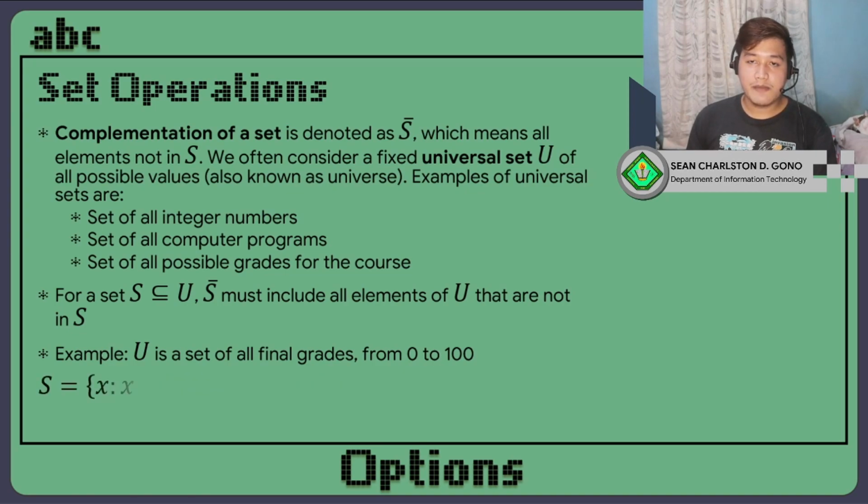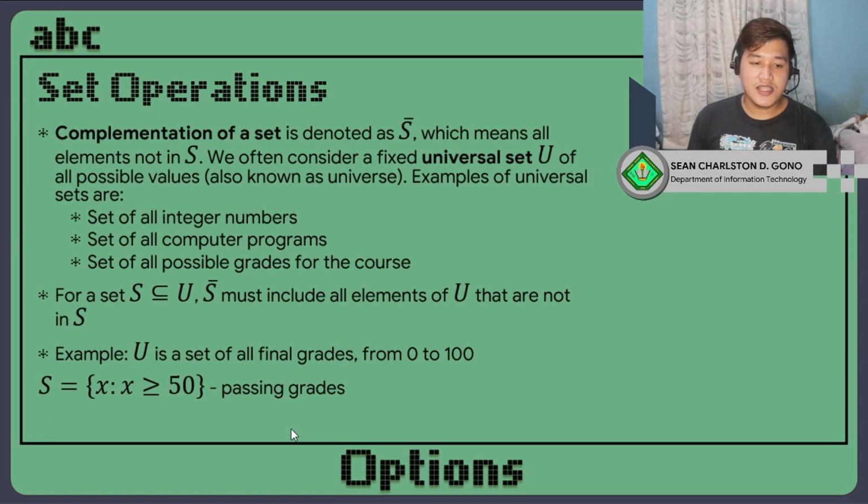Let's say, for example, that we want to get all the grades that are 50 or more, and we'll call this set the passing grades. So X, wherein X is more than or equal to 50, will be our set. If our set will only consist of numbers 50 and higher, what will be the complement of this set? Obviously, that will be 49 and lower.